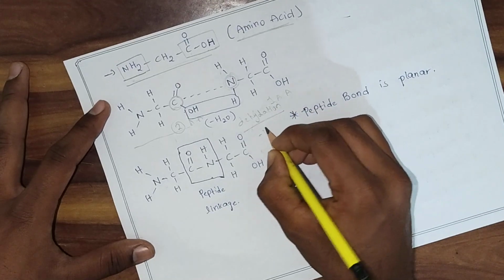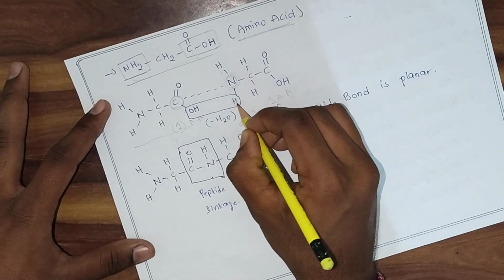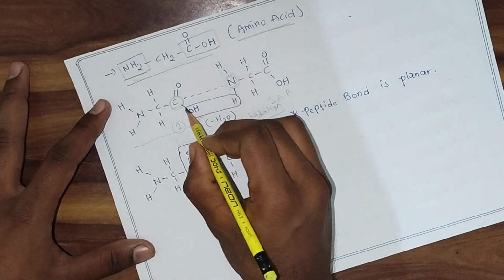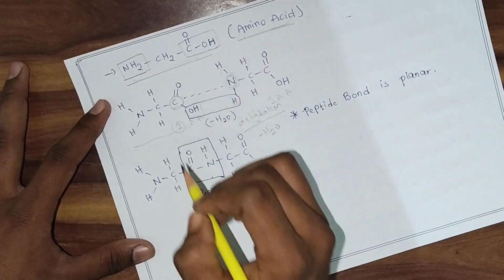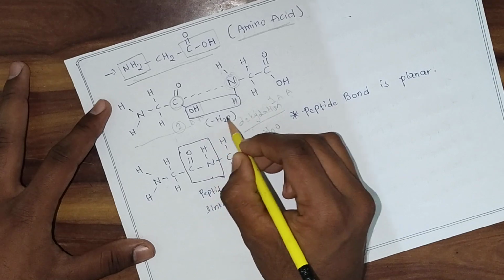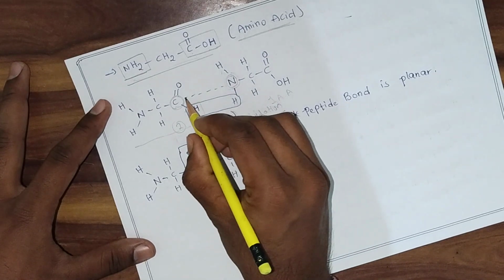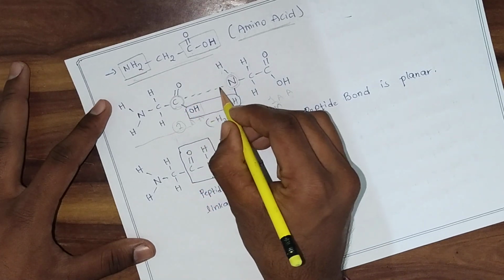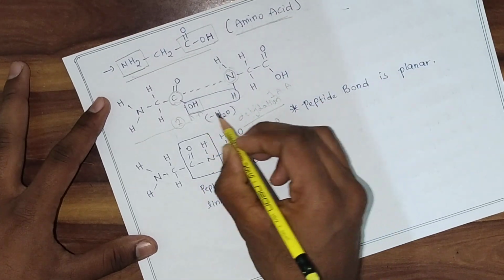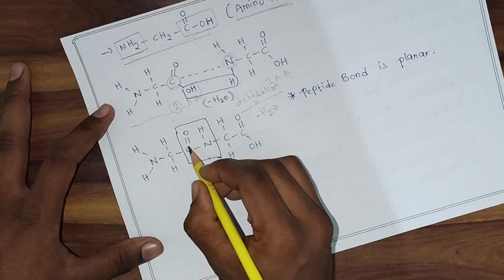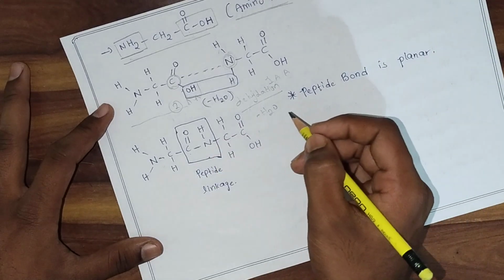Dehydration means minus H2O. So one hydrogen atom of nitrogen and the hydroxy group of the carbonyl of the amino acid will be eliminated through dehydration like water, and the bond is formed between this carbon and the nitrogen of the other amino acid.